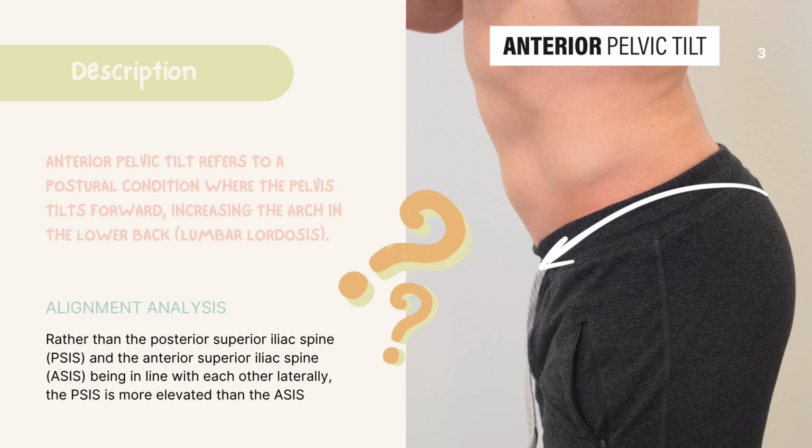So what is anterior pelvic tilt? This refers to the postural condition where the pelvis tilts forward, increasing the arch in the lower back, causing lumbar lordosis. In other words, rather than the posterior superior iliac spine, also known as the PSIS, and the anterior superior iliac spine, the ASIS, being in line with each other laterally, the PSIS is more elevated than the ASIS.